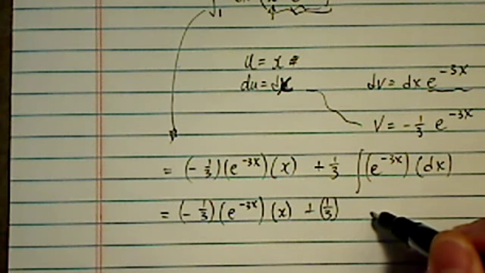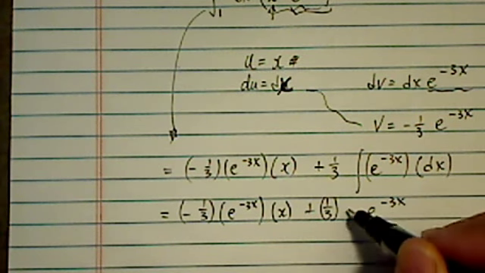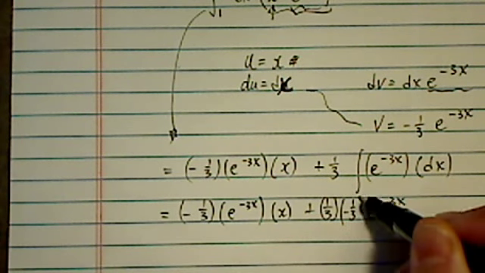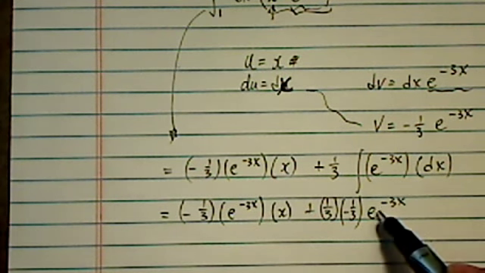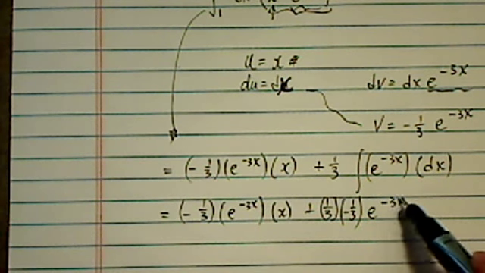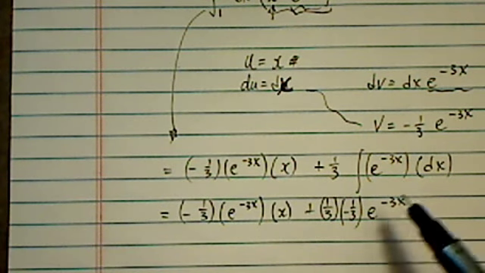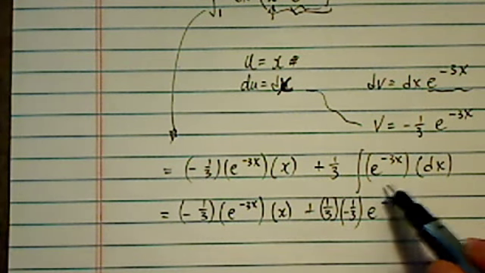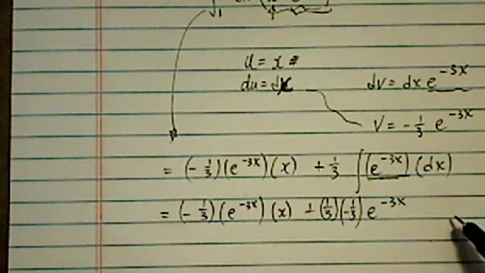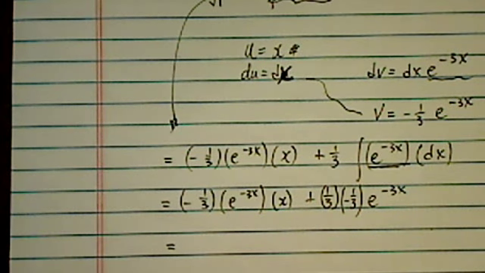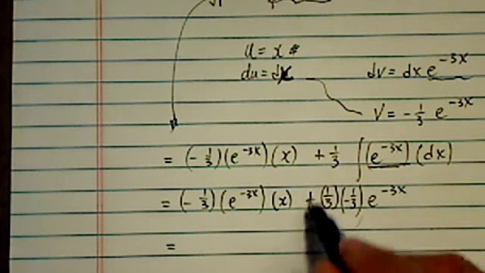So I have minus 1/3 e to the minus 3x times x, plus 1/3 times, over here, e to the minus 3x coming back again, times minus 1/3. Let's double check this one. When you take the derivative, the minus 3 comes down here and cancels this, so you have this form back. So far so good. Let's just simplify.